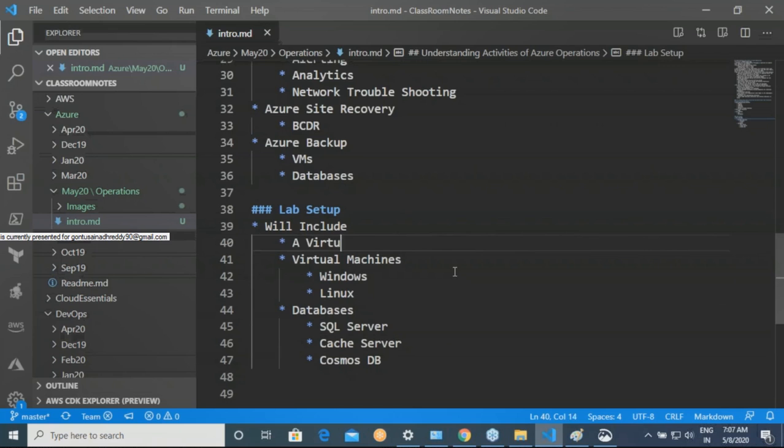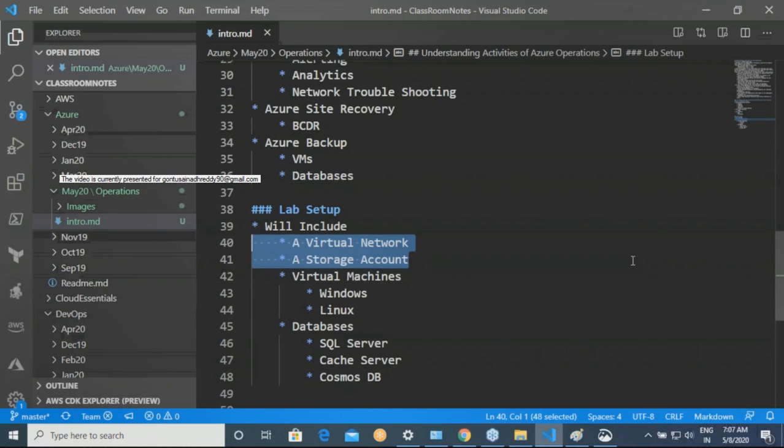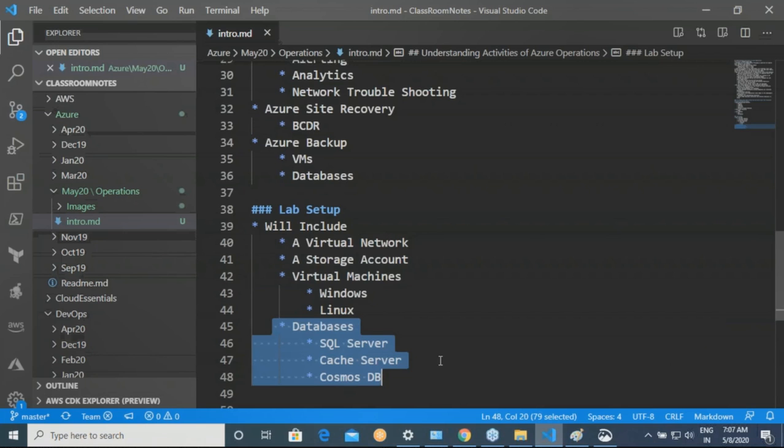We'll include a virtual network, virtual machines, databases, and a storage account. For the people who don't know this virtual network and storage account, don't worry about anything. You just follow what I'm trying to do. You need not know much over there. But I'm quite sure everyone in the room knows what a virtual machine is and what databases is, because this is primarily what we were looking at.